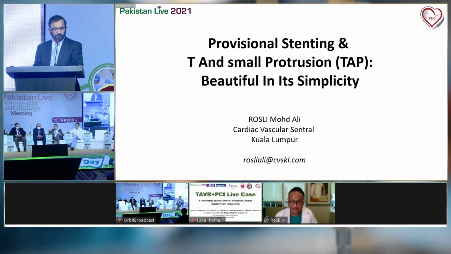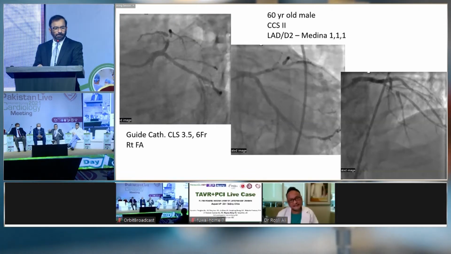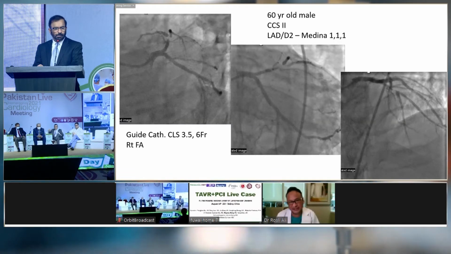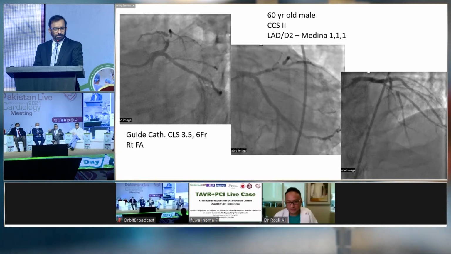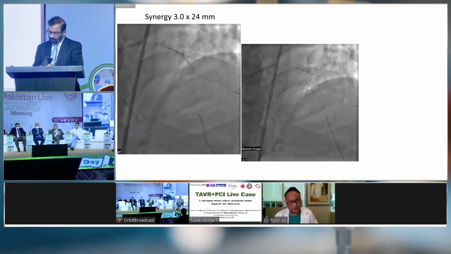I just want to share with you how provisional stenting and TAP is beautiful in simplicity by sharing two cases. This is a 60-year-old man, functional class 2, CCS2, with Medina 1,1,1 in the LAD and diagonal. I thought the diagonal was a short lesion, even though it's a true bifurcation, and I just wanted to have a stent crossover. So this is after pre-dilatation.